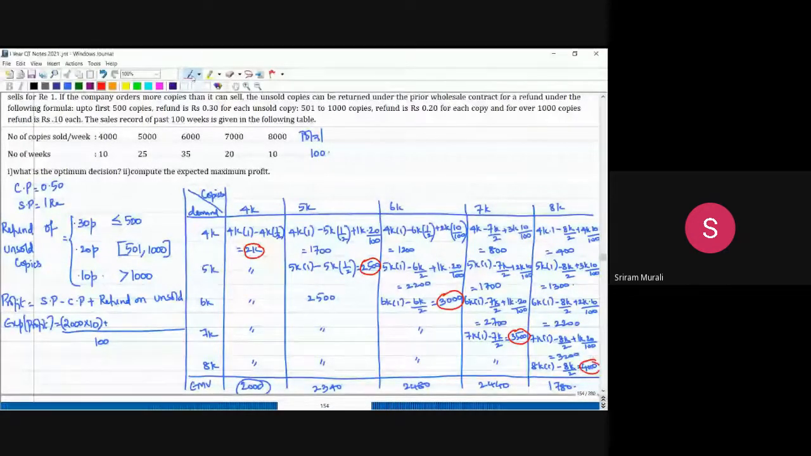What should be a next value? 2500 into 25 by 100, etc. So if you add everything, you will get 2975.